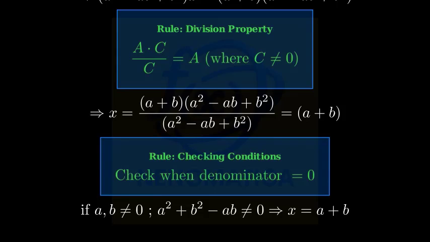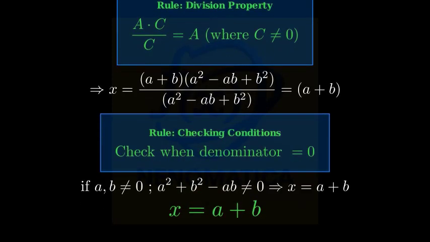So our final answer is, if a and b are not equal to 0, then x equals a plus b.